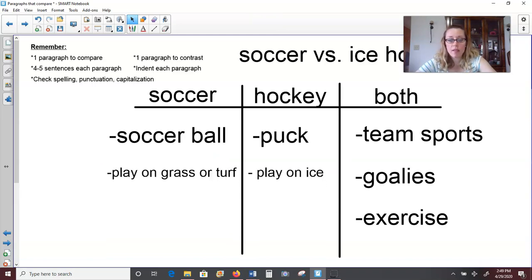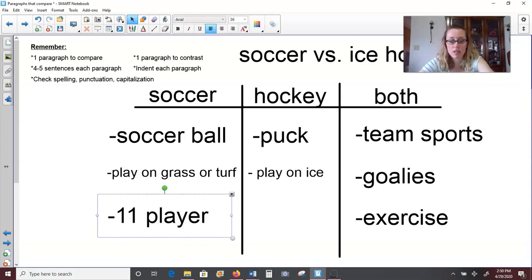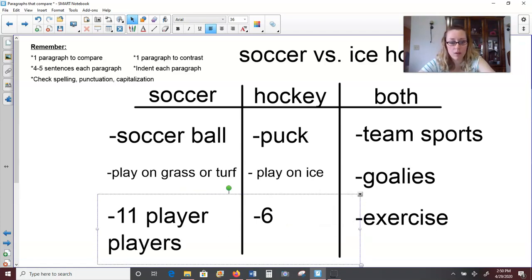So now we need another difference. Well, with soccer, we have, what am I trying to say here? We have 10 players plus a goalie, so that makes 11 players in all on the field at once. And then with hockey, you have 5 players and a goalie, so you have 6 players at a time on the ice.